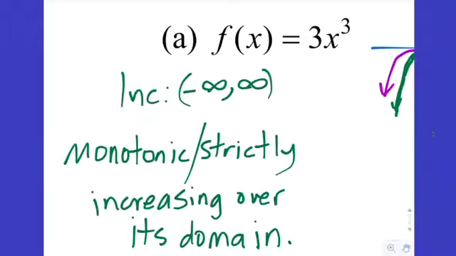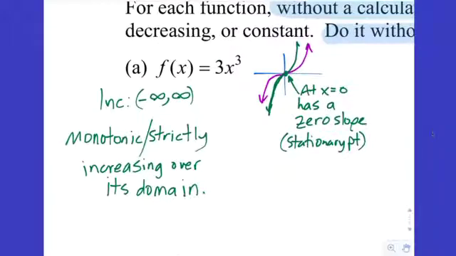One, right? Like monosera means one Sarah is allowed on the team at a time. Monotonic means one tone, right? One tone. It's doing one thing and one thing only, or strictly increasing, meaning it's only doing that and nothing else. This one's doing it over its entire domain, and of course the domain is all real numbers.